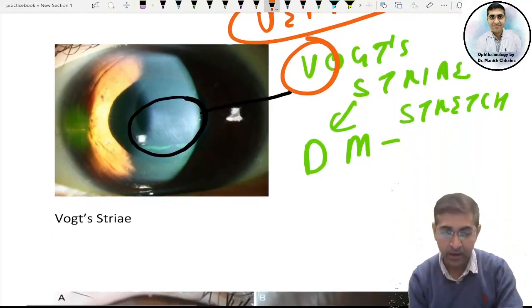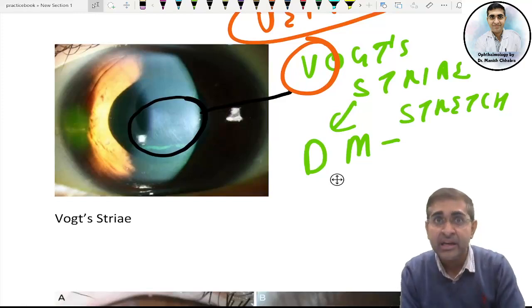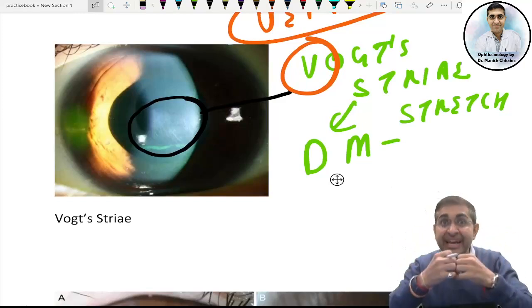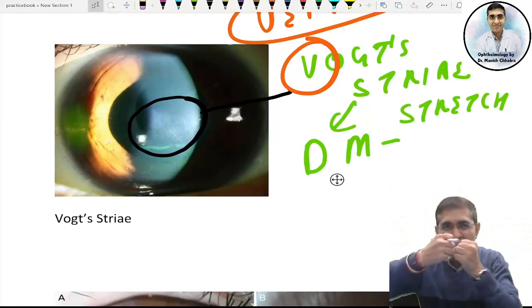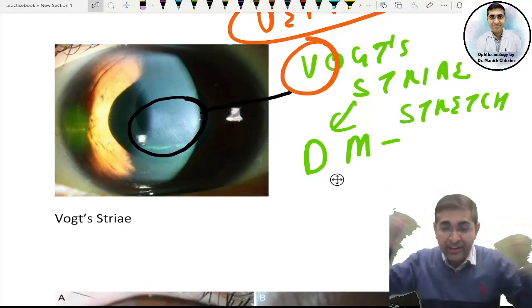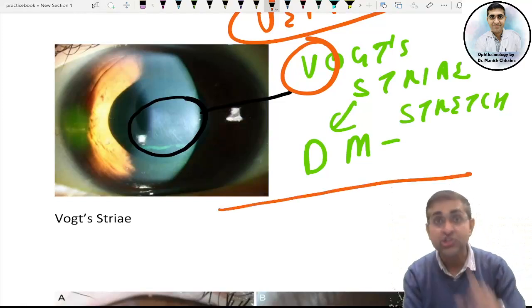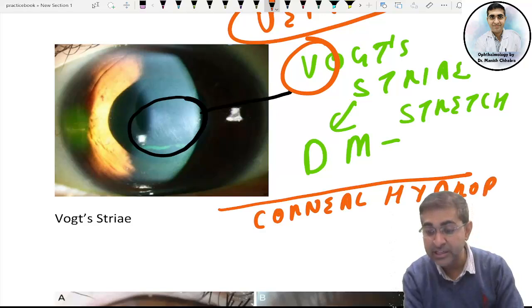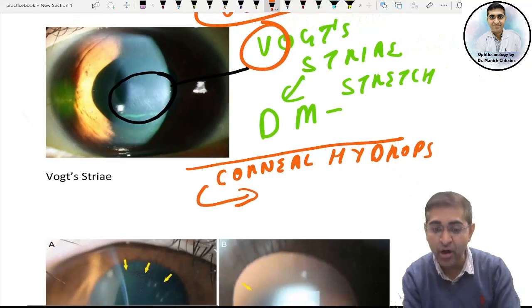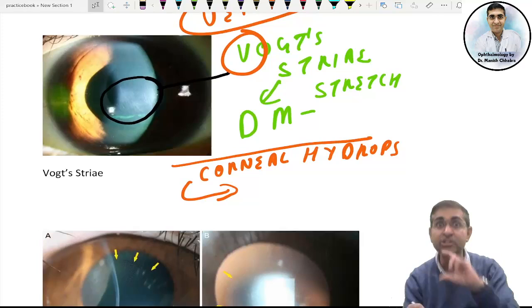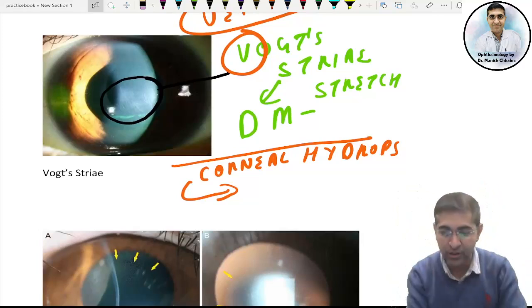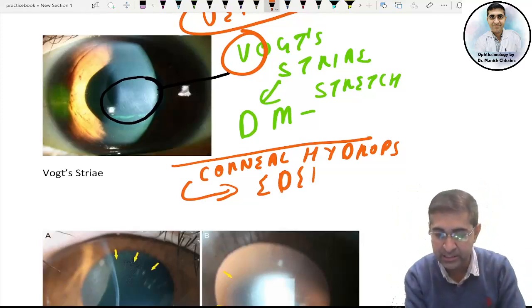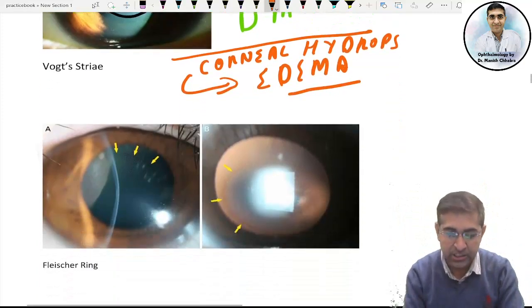Now, when the striations get ruptured, because there is stretching of the Descemet's membrane and eventually it gets ruptured, it leads to corneal hydrops. Corneal hydrops is when there is edema of the cornea. That means aqueous enters into the stroma of the cornea. So edema. Now what is this, boys and girls?